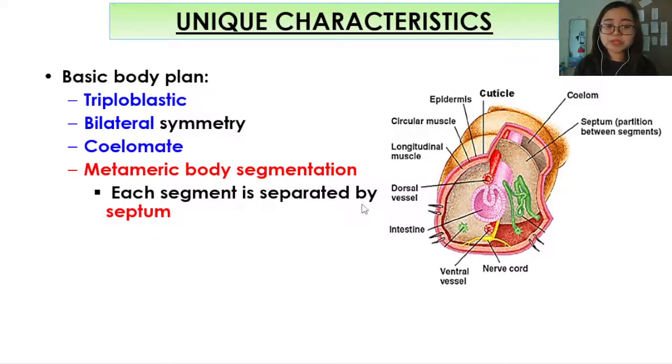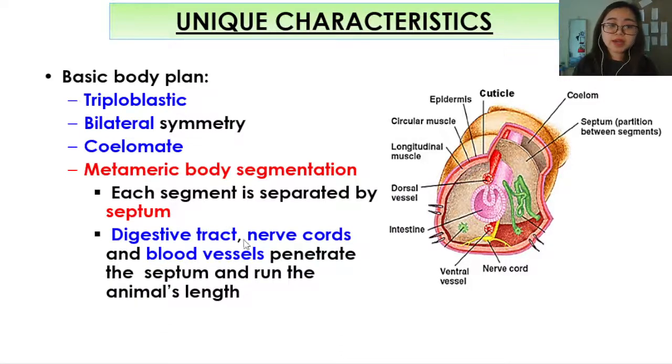Each segment will be separated by a septum. The digestive tract, nerve cords, and blood vessels penetrate the septum and run the animal's length. Apa yang dimaksudkan dengan ini adalah badan annelid dipisahkan kepada segmen. Yang memisahkan segmen itu adalah sesuatu yang dipanggil septum. You see here, this brown thing in the picture, that's a septum. In the annelid's body, there will be digestive tract, saluran pemakanan, nerve cords, dia punya saraf-saraf, and blood vessel, saluran darah dia. So, saluran darah tu tidaklah akan terputus-putus, kan? Dia akan tetap juga bersambung keseluruhan badan cacing itu.